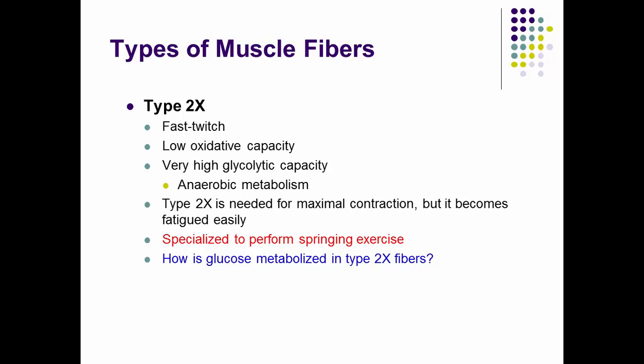So how is glucose metabolized in type 2 fibers? Partial glycolysis, right? Oxidation. So glycolysis produces high levels of lactate, right? So again, the type 2 fibers are the major contributors to lactate production during exercise because of the anaerobic metabolic characteristics. So because of this, the type 2 fibers very easily become fatigued, right? Because of lactate production. So this type of fiber is usually specialized to perform sprinting exercise, very short-term exercise.